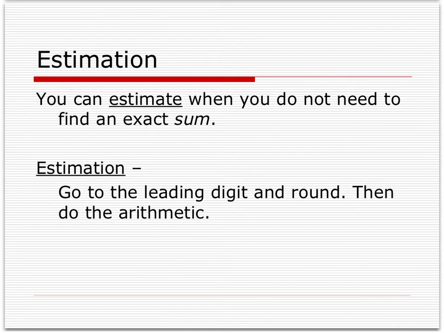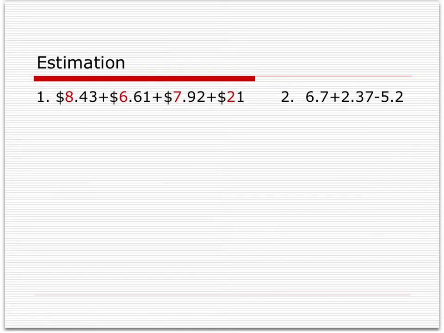So what is a leading digit? A leading digit is the first digit in a number. So taking a look, I have $8.43, so 8 is the leading digit. 661, 792, and 21. So I can estimate this problem and come up with a very quick answer.